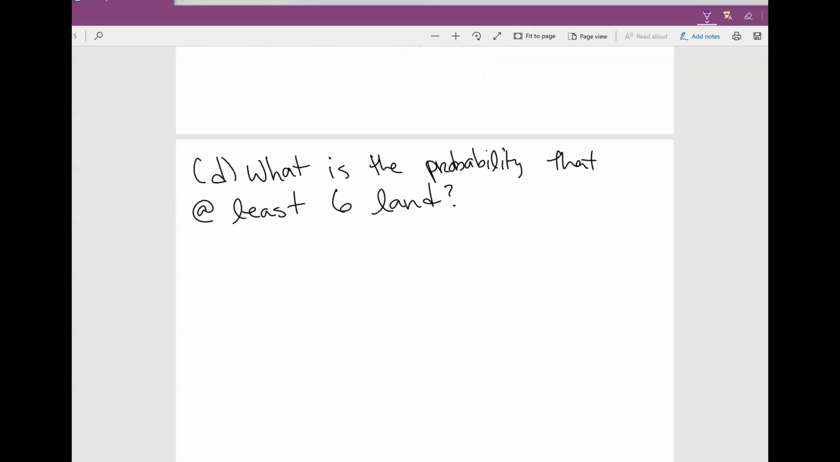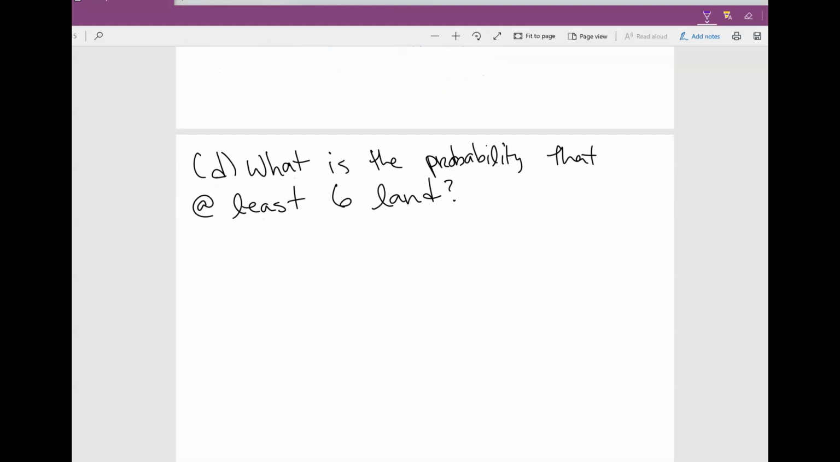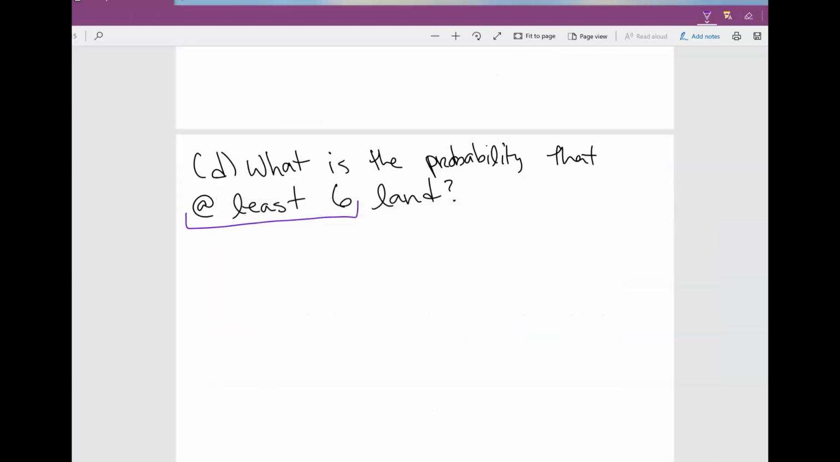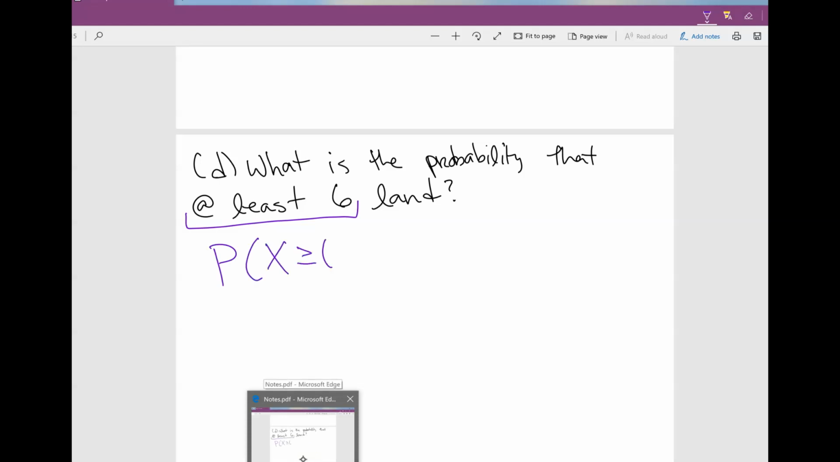Okay, now let's do the last problem. So the last problem says, what is the probability that at least 6 will land? So here we want to figure out what does at least 6 mean. If we go back to our little cheat sheet, at least 3 is basically probability of x being greater than or equal to 3. So in this case, we're going to have the probability of x being greater than or equal to, not 3, but 6 in this case. And one way that I remember this is that whenever you see the word at least, if you say I need to be at least 21 to get into the club, I have to be 21 and over. So at least 6 will be 6 or more. So it's more than or equal to 6.